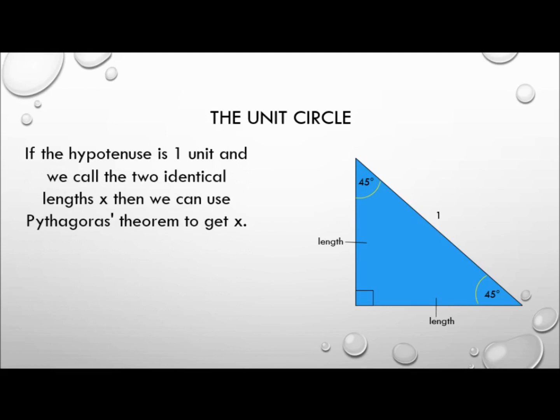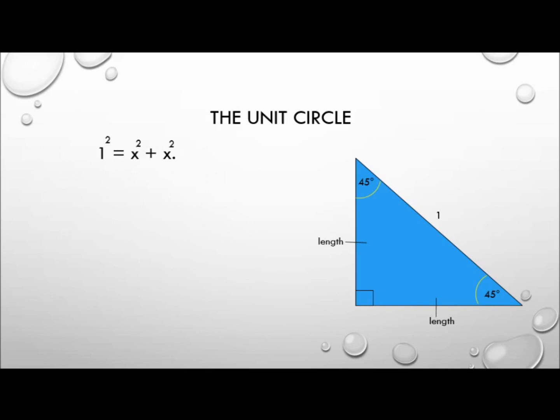If the hypotenuse is 1 unit and we call the two identical lengths x, then we can use Pythagoras' theorem to get x. So 1 squared is equal to x squared plus x squared, because Pythagoras' theorem says that the square of the hypotenuse is equal to the sum of the squares of the other two sides, and the other two sides are length x.